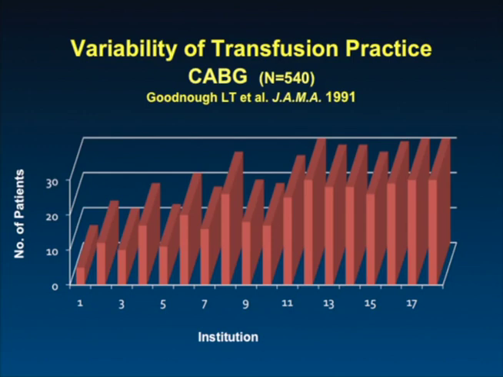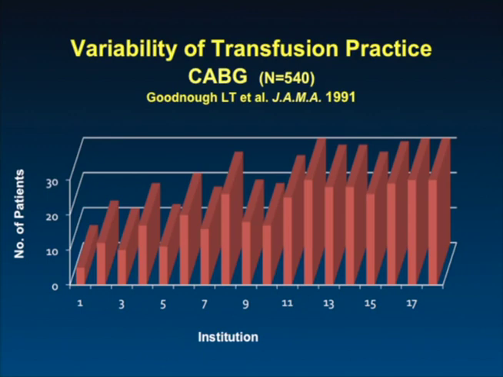So these are 18 hospitals, 30 patients in each undergoing coronary artery bypass graft. All the patients were matched for the type of surgery, their underlying medical condition, and their blood loss. And you can see that if you went to hospital number 1, on the left of the slide, the amount of transfusion received for the same surgery with the same blood loss was extremely low as compared to hospitals 17 and 18, where you basically got blood no matter what.